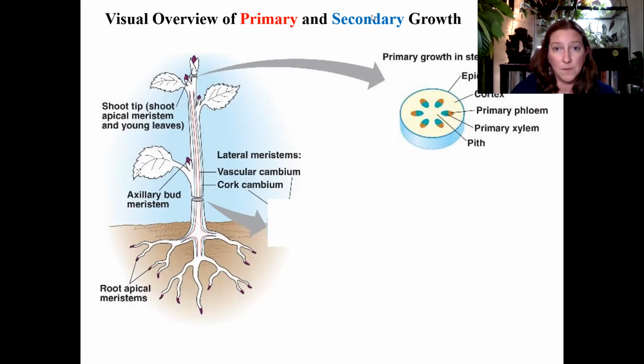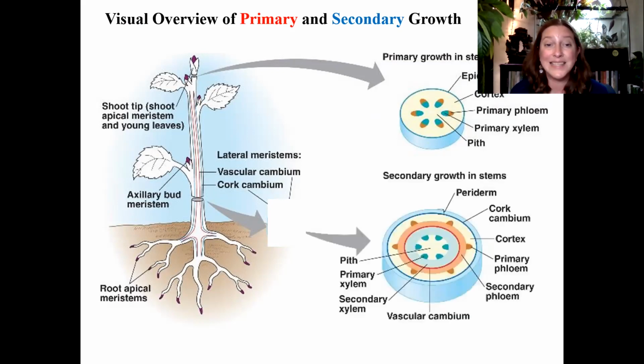Notice it's occurring where? At the tip of the plant, right? Because we're lengthening for primary growth. Okay. But down here on the bottom part of this plant, in the stem, we're starting to see the secondary growth, right? And the secondary growth comes about from these lateral or secondary meristems, cork cambium and vascular cambium. And those meristems are going to give rise to secondary tissues, which we can start to see some of those here. For example, secondary phloem and secondary xylem.